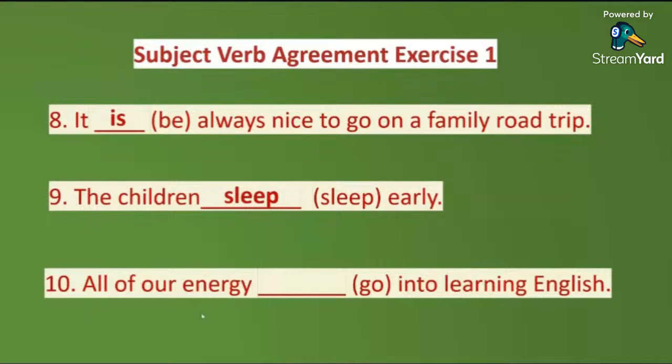Number 10. All of our energy blank into learning English. So the verb inside the bracket is go. All of our energy goes into learning English. We're heading now to exercise number 2.